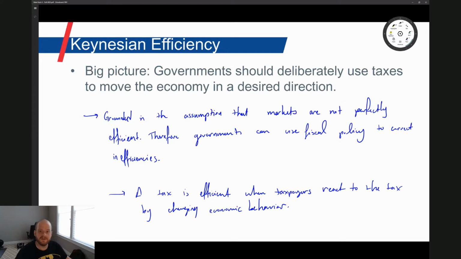So this is the exact opposite of what classical economics would argue, right? In the classical theory of economics, we said that any sort of interference in market operations is inefficient, so any sort of tax that causes interference in market operations is inefficient. With the Keynesian theory of economics, we believe that markets are inefficient to begin with. They're not perfectly efficient. So in order to move the markets to a more desirable status, a more desirable direction, we would need to implement fiscal policy, one fiscal policy aspect being taxes, in order to influence behavior a certain way.